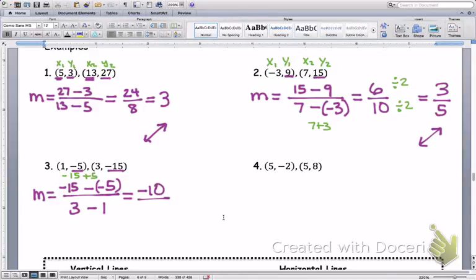Over 3 minus 1 is 2. This one actually divides nicely, so we're going to end up with negative 5. This is a negative slope, which means my line is going down.